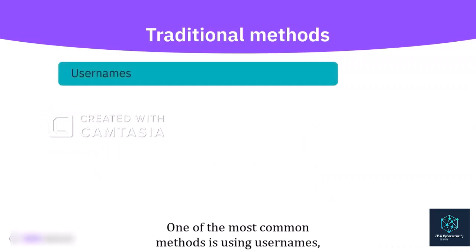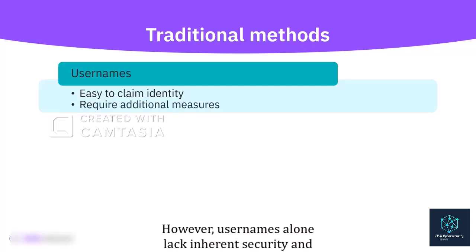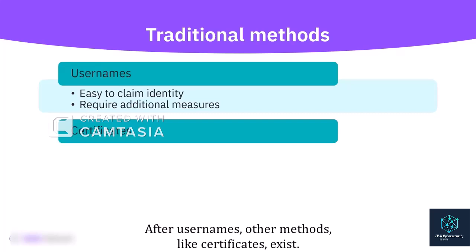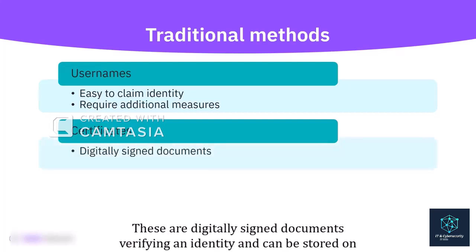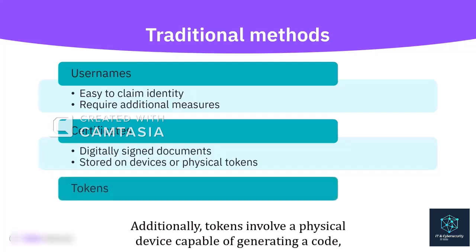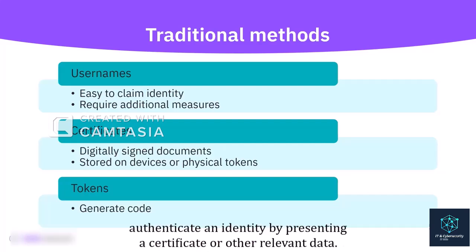One of the most common methods is using usernames, which offer a simple way to claim an identity. However, usernames alone lack inherent security and require additional measures, like passwords, for verification. After usernames, other methods like certificates exist. These are digitally signed documents verifying an identity and can be stored on devices or physical tokens for secure communication and authentication. Additionally, tokens involve a physical device capable of generating a code, connecting through USB, or using wireless methods like Bluetooth to authenticate an identity by presenting a certificate or other relevant data.